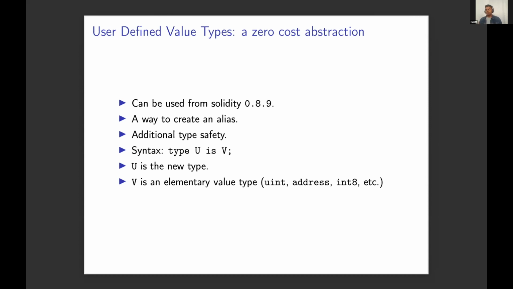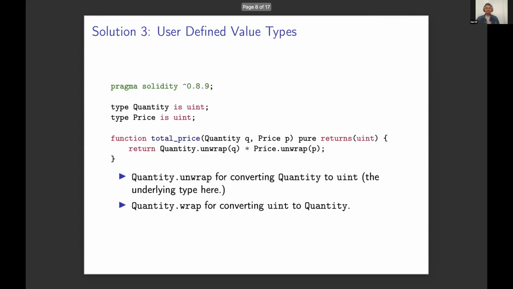So how do we solve the same problem using user-defined value types? Here is an example of how to write a contract to solve the toy problem.